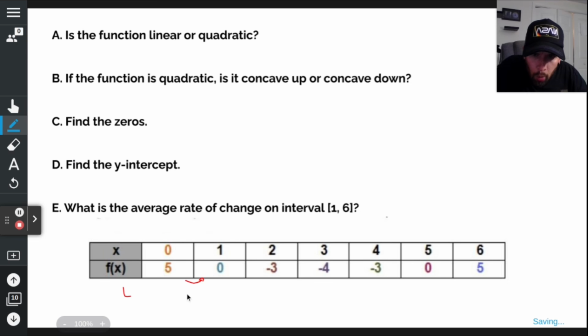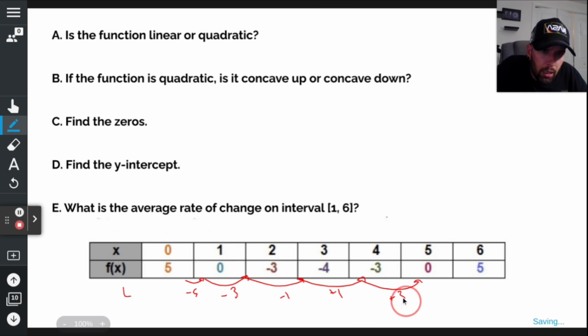So -5, -3, no, it's not linear, -1, +1, +3, +5. It ain't linear.